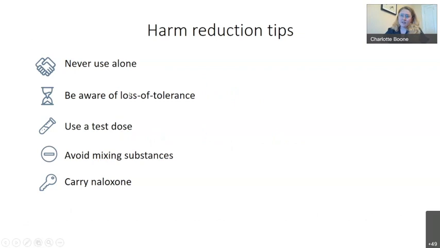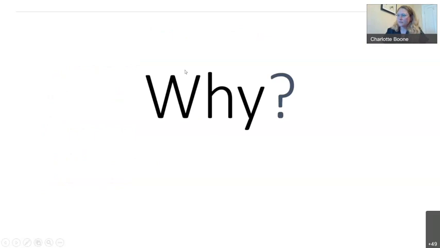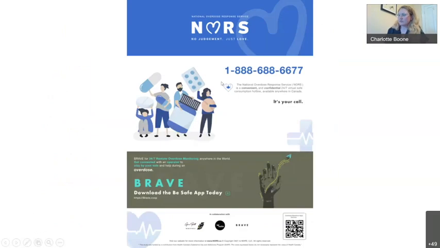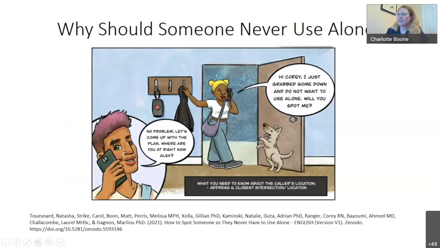So we have never use alone, be aware of loss of tolerance, use a test dose, avoid mixing substances, and finally carry naloxone. And I know that for me, I get comfortable rattling these off, but I want to talk a little bit about why we recommend each one of these tips in practice. All right, so the first tip is never using alone. So why should someone never use alone?